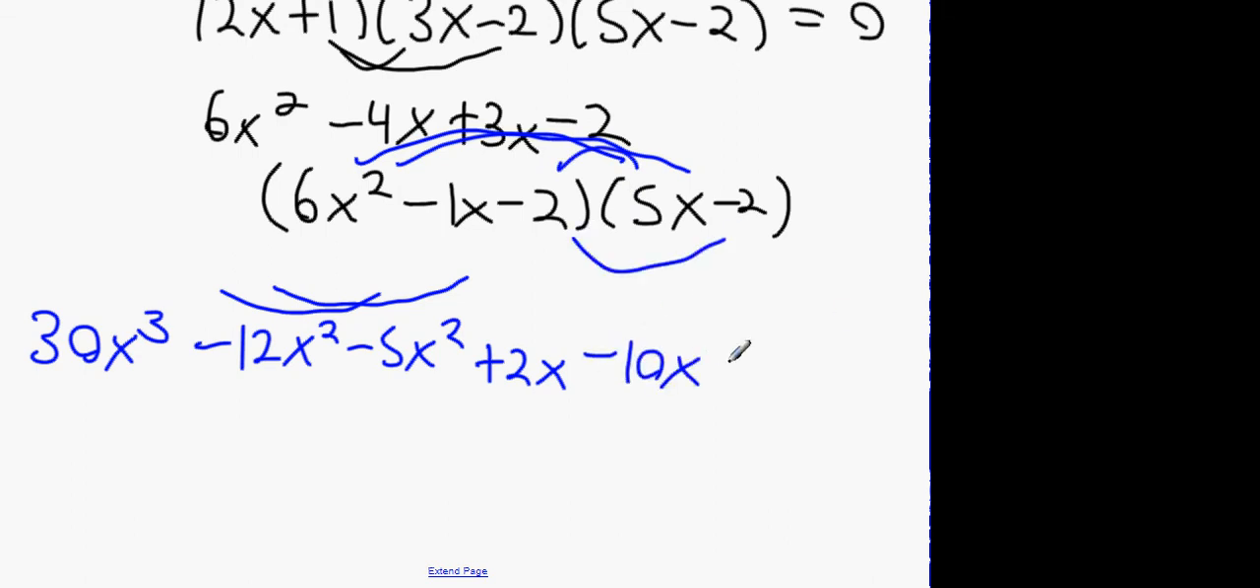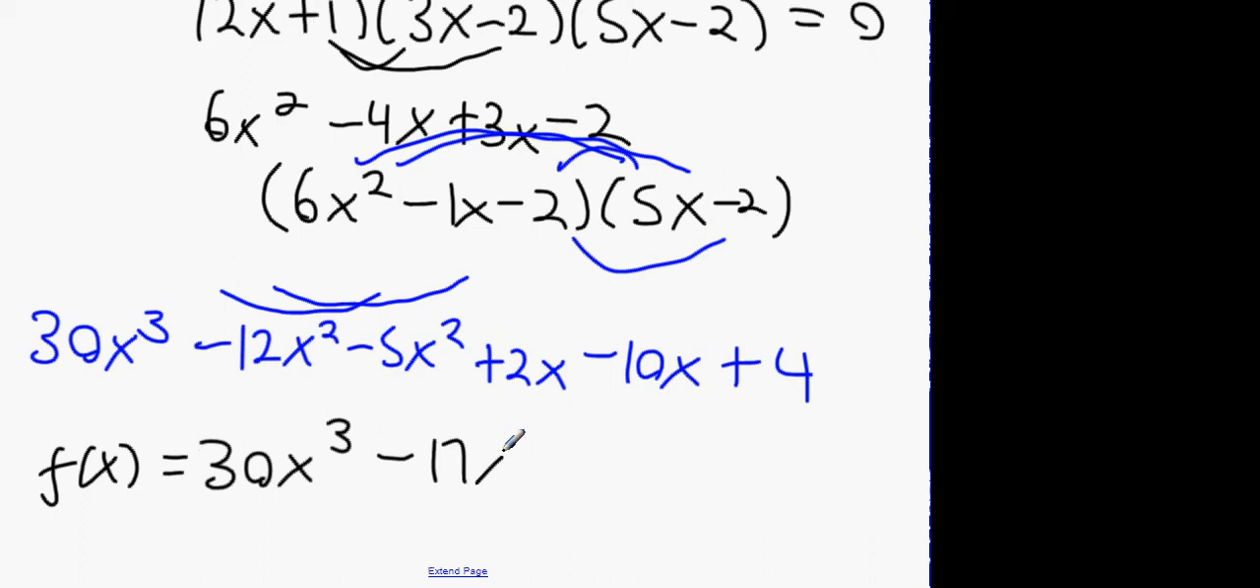Now I just have to tidy it up, so it's going to be 30x cubed. So f of x equals 30x cubed minus 17x squared minus 8x plus 4. Okay, and that's the answer, that's the way to do it.